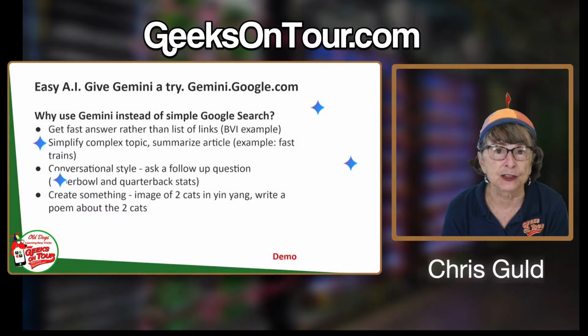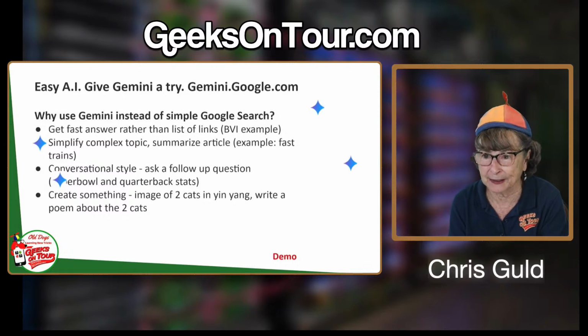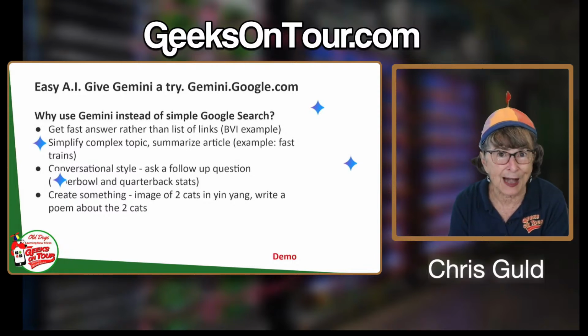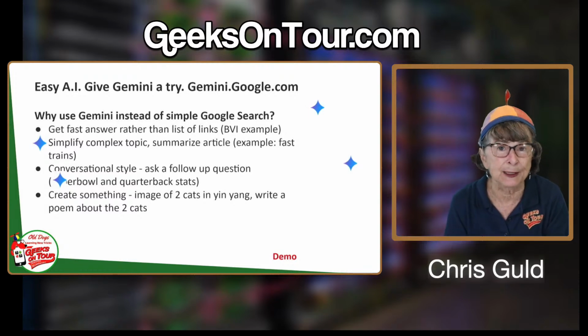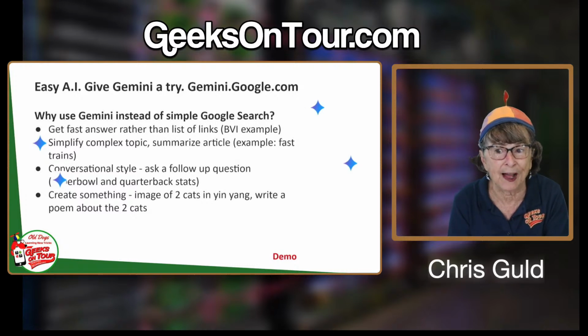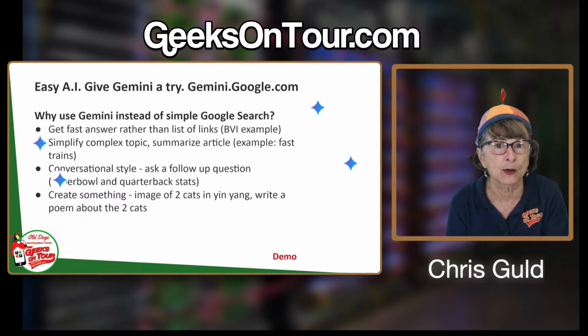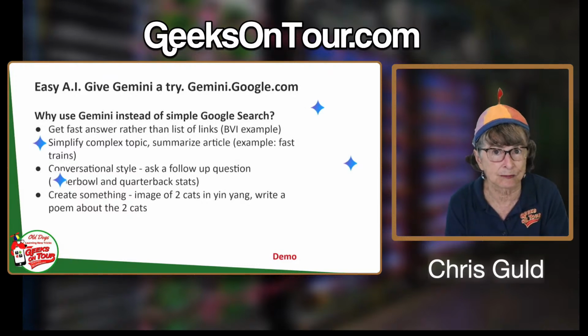Now, you can ask questions of Gemini. Why ask questions of Gemini rather than just Googling it, doing a Google search? Well, that's what I want to show you. You can get faster answers rather than a list of links. Google search is just to search and find you places on the web that they hope will answer your question. Artificial intelligence chatbots actually talk to you and they give you the answer. They can simplify complex topics. There's a conversational style, so you can ask follow-up questions. And they can even create images and text.